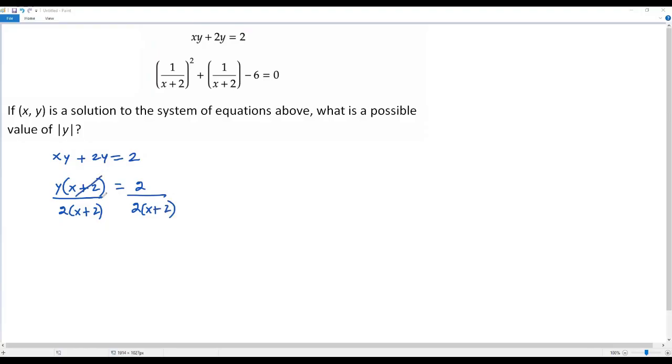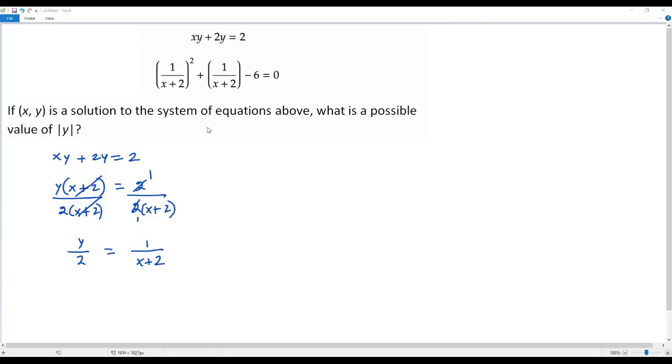Here the x + 2 will cancel. 2 goes into 2 one time, and 2 goes into 2 one time. We get y over 2 on the left side. On the right side, we get 1 over x + 2. Here we got y/2 = 1/(x+2). Now we can plug in this y/2 for this 1/(x+2) in the second equation.